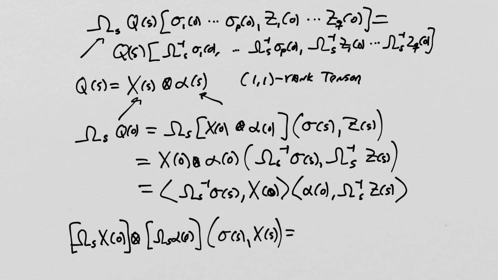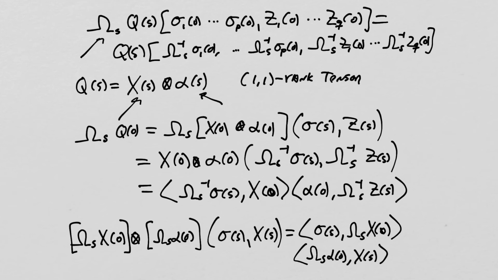And that thing is going to equal sigma at S, comma Sx of x0 multiplied by sigma, multiplied by omega s of alpha at 0 x at s, like this. And so now we compare this product with this product.